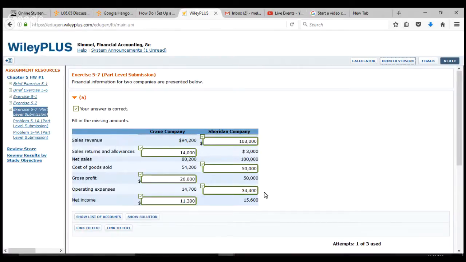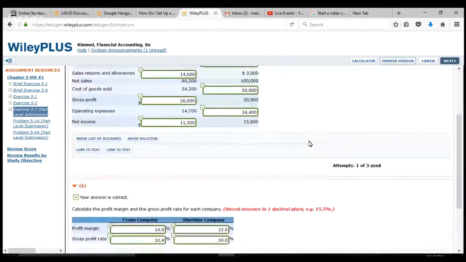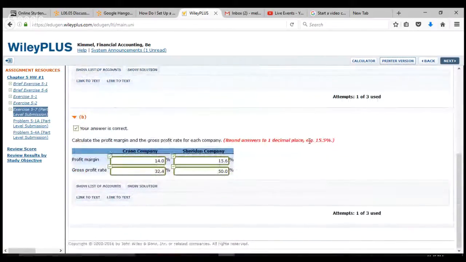To get your operating expenses, you take cost of goods sold, you minus your net income. So you take your 50,000 minus your 15,600, and you get 34,400. That's your operating expenses. Okay, and then you continue down to the second part.